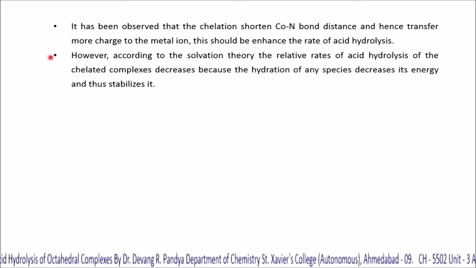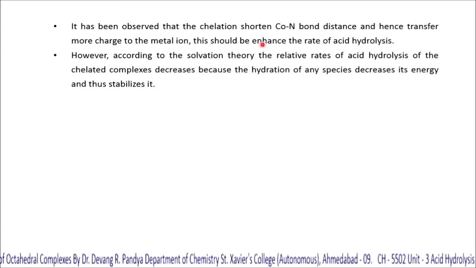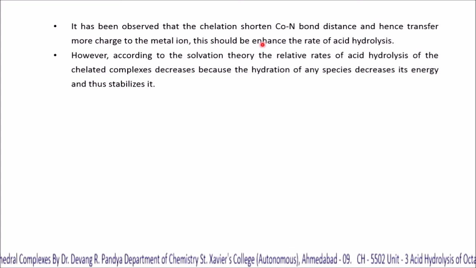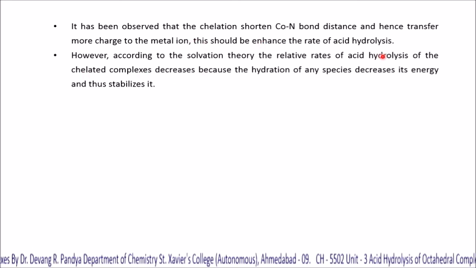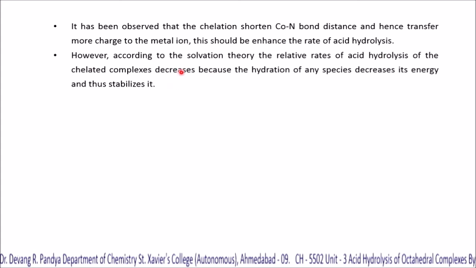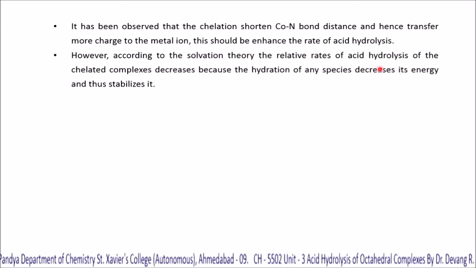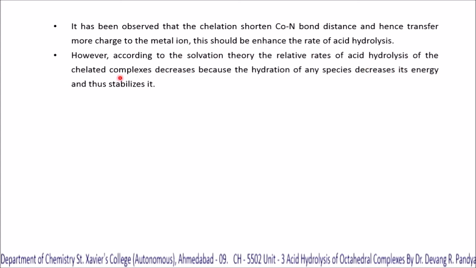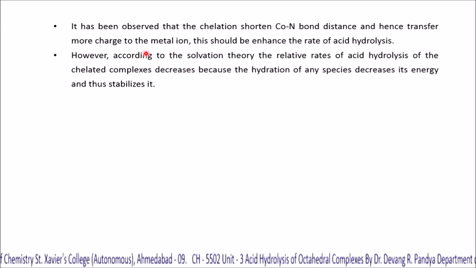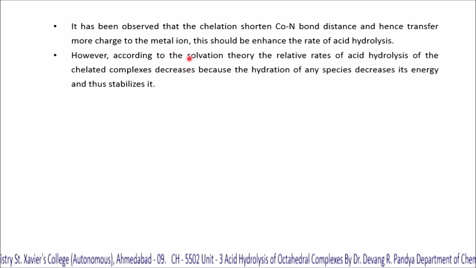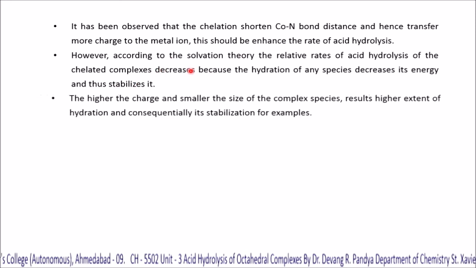Chelation may increase the charge on the metal, and hence the rate of hydrolysis should increase, but instead, due to solvation, the acid hydrolysis of the chelated complex decreases. Why? Because of the solvation, the relative rate of acid hydrolysis of the chelated complex decreases, as the electron density decreases on the central metal ion, the chlorine will not depart that easily. So you need to keep that in mind as well.